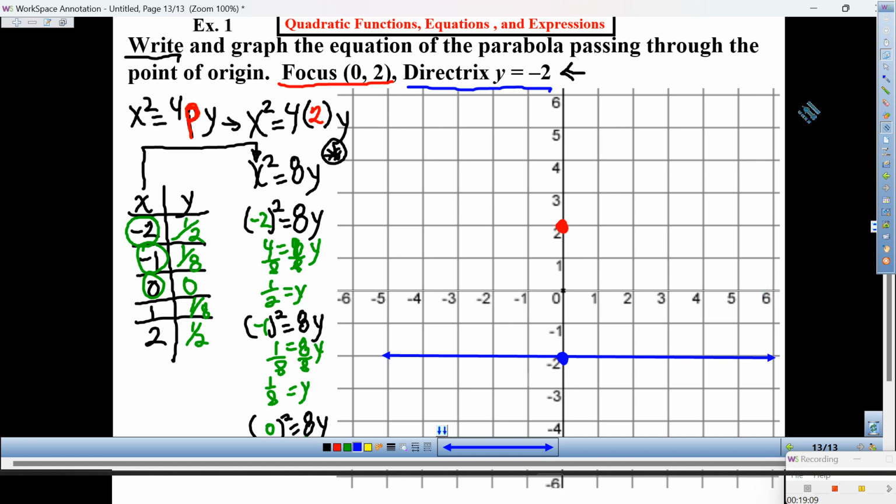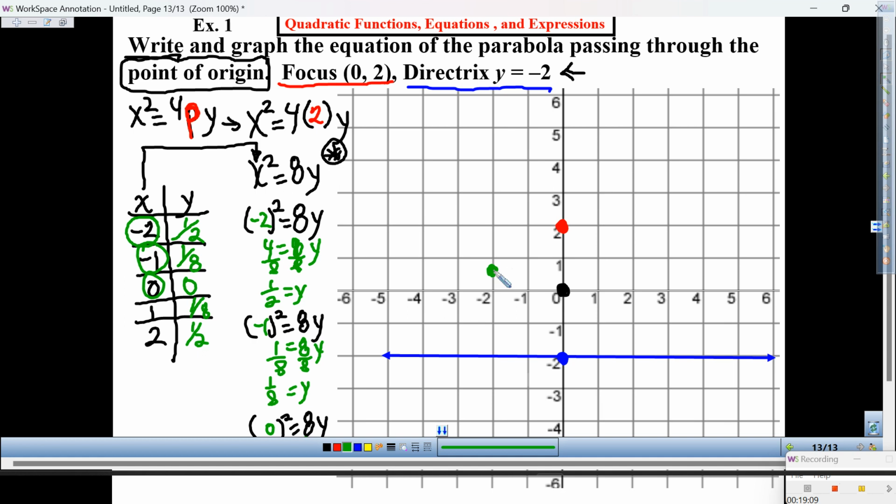And lastly, we're done with the focus. We're done with the directrix. What else can we plot? Look up. What did they say it's going through? It's going through which point? Origin. So plot your point at the origin. And the rest is history. Let's plot these points right here. Here it goes. -2 of x, half of y. I'm going to do that in green.